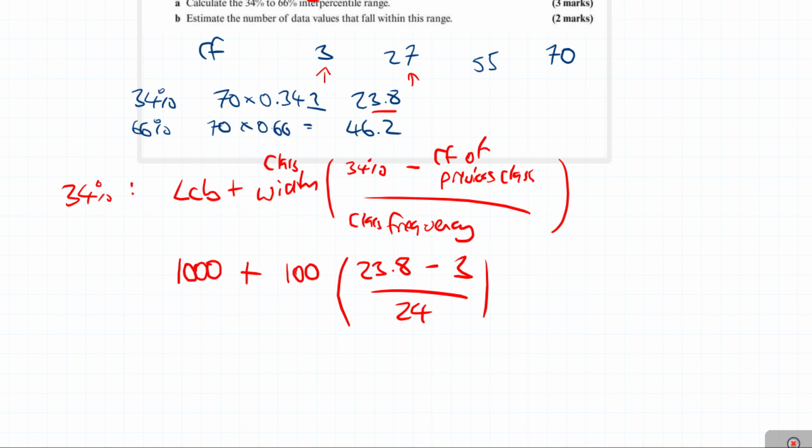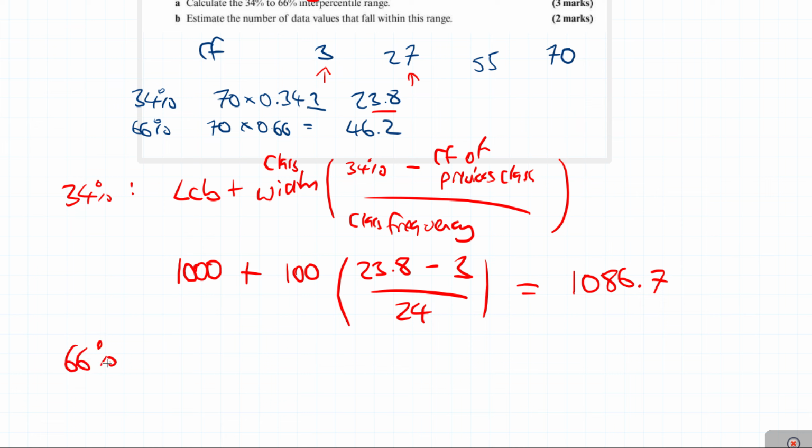From here we just plug this straight into our calculator. So it's 1,000 plus 100 times (23.8 minus 3) over 24, and that gives a value of 1086.7 to one decimal place, and that's it. So that finds you your 34% value.